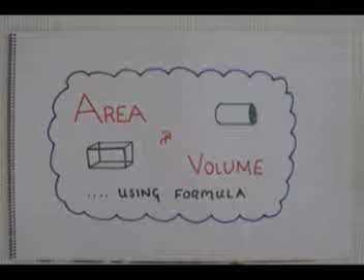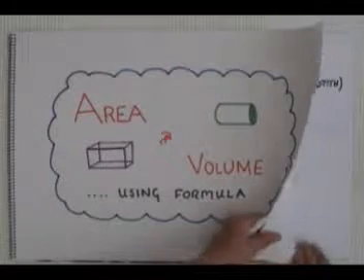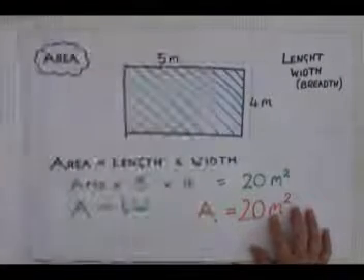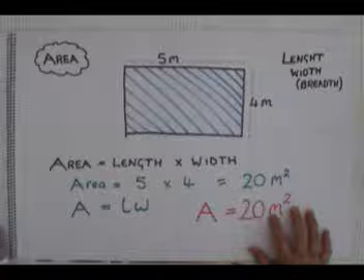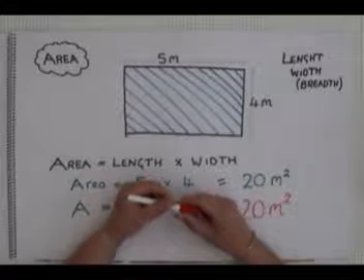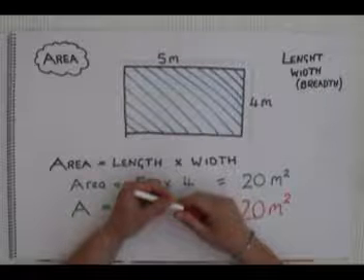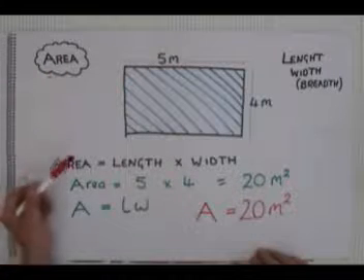And volume using formula. In this film we're going to learn how to calculate the area, perimeter and volume of simple shapes using formula. Formula means to use letters to represent quantities. It's a form of algebra. First let's look at area.